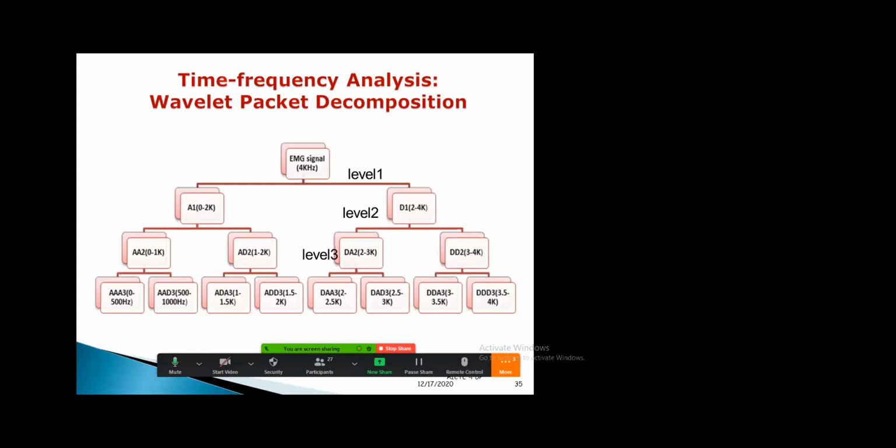In the previous case, we saw that we were only taking the approximate coefficients at each level. Here, at each level, we are now decomposing both the high frequency components as well as the low frequency components. That way, we have created these frequency bands, 500, 500 to 1000. As I told you, from 0 to around 4000, we have created these bands and done the decomposition of our signal.